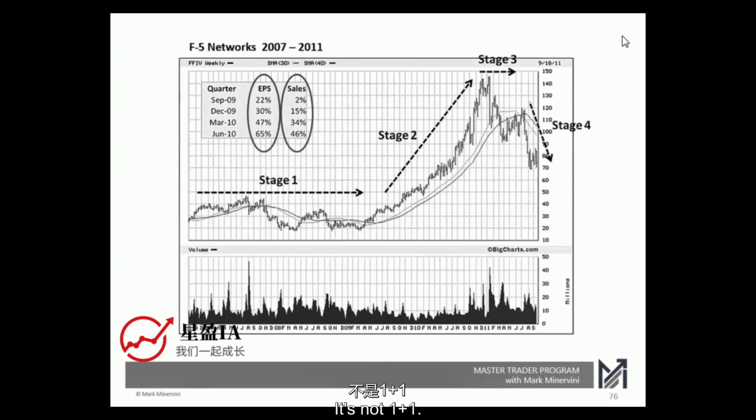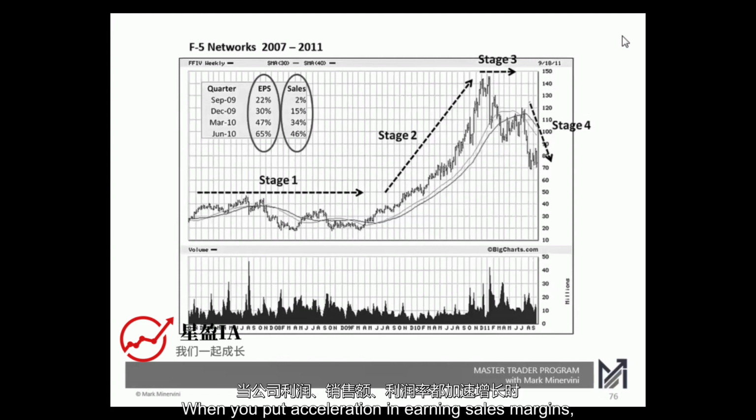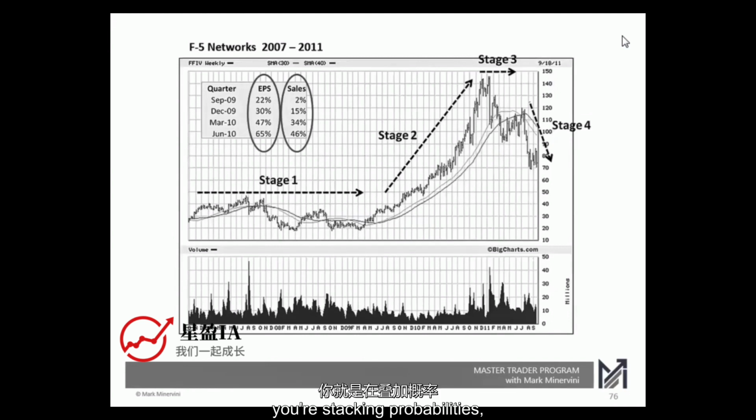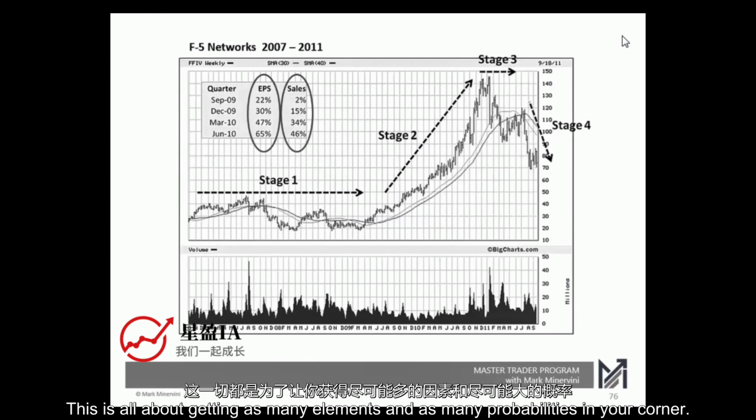It's not 1 + 1. When you start stacking, it's what I call stacking probabilities. When you put acceleration in earnings, sales, margins, the trend in an uptrend, coming out of the right price formation and at the right buy point with the right volume characteristics, you're stacking probabilities. It's multiplication now. It's not 1 + 1 + 1 + 1. By adding 3 probabilities and stacking them, you could have a 50 times greater probability or 100 times greater potential of a big move. So this is all about getting as many elements and as many probabilities in your corner.